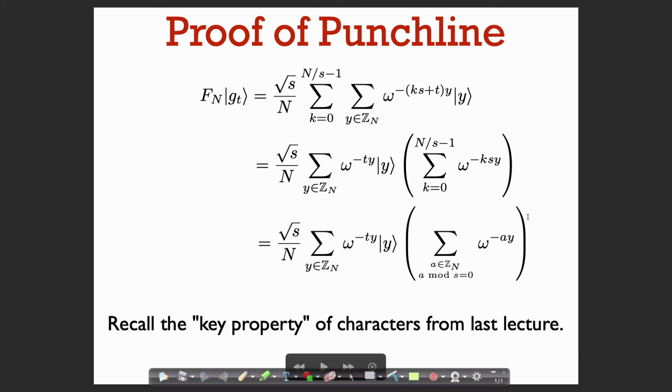Now I can slightly rewrite this sum. What is the sum over k times s as k ranges from 0 to n divided by s minus 1? That's just a sum over all a such that a modulo s is equal to 0. I rewrite it in this way because this brings us to the key property of characters that we talked about last time. So we already know how to evaluate this sum.